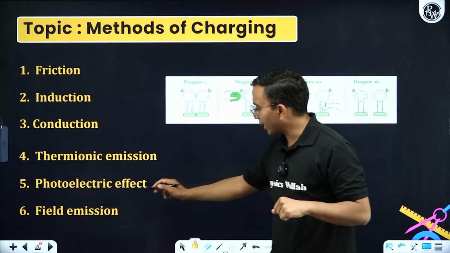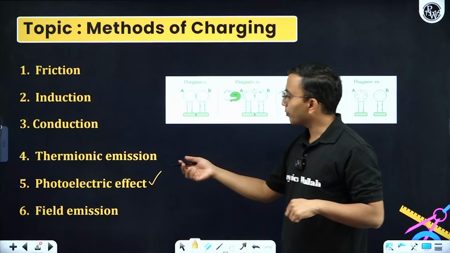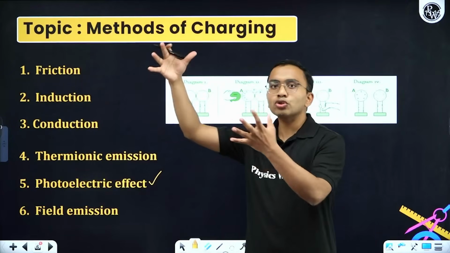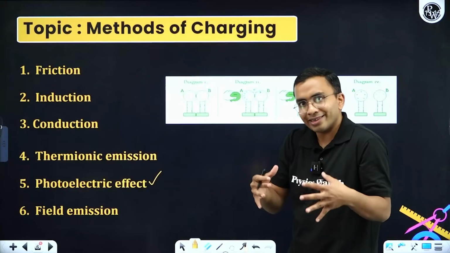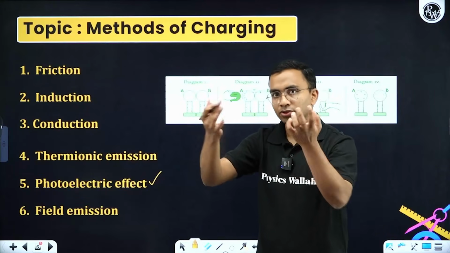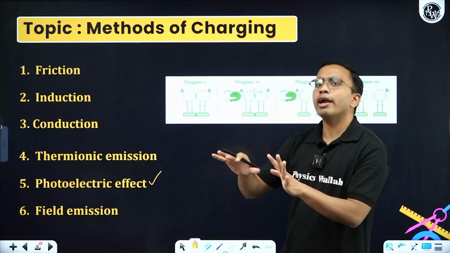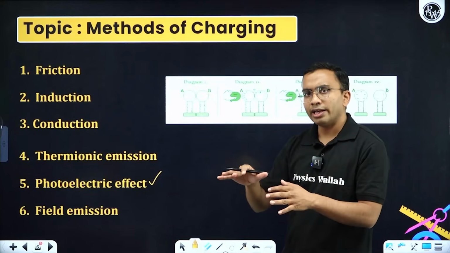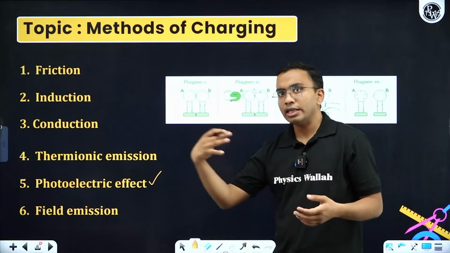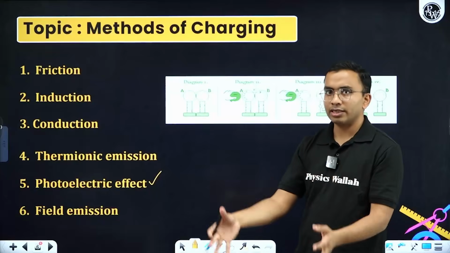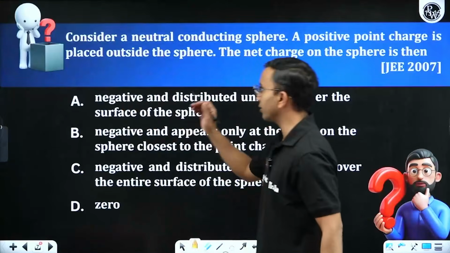Next is the photoelectric effect. Anyway, we are going to discuss this in our modern physics chapter. What happens in this? High energy photons fall on the surface of the metal, and the electrons gain that energy and are ejected out. So the metal gets positively charged. Next is field emission. You apply a very high electric field such that the electrons leave the surface, and again the metal gets charged. So these are a few of the ways of charging.